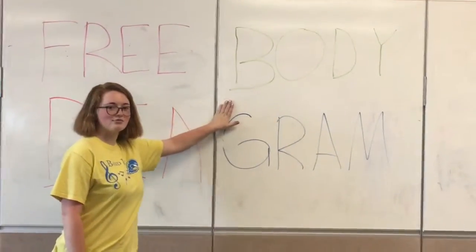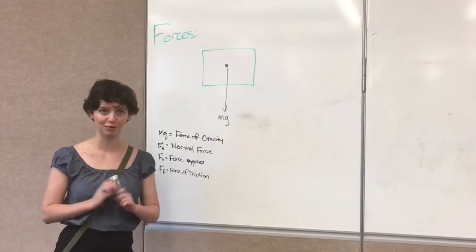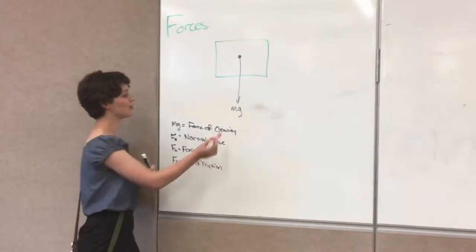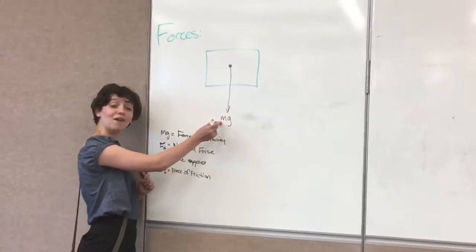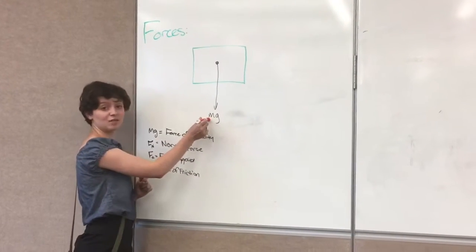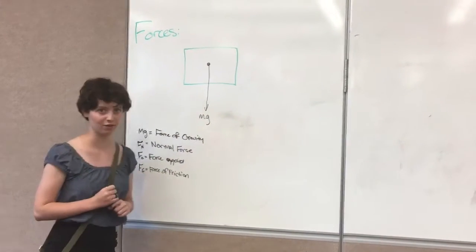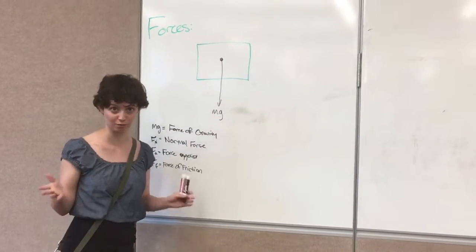Free body diagram. Since this is the force unit, there are multiple types of forces. The first force we have is just a block falling. Yay! This is the mass of the block and the gravity that is applied to it. I don't say the gravity of Earth because it could be on a different planet.